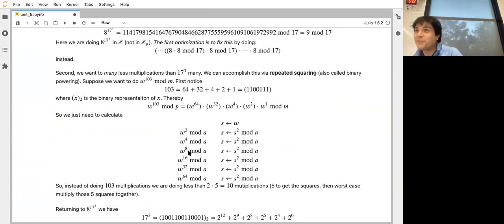I square w4, get w8. I square w8, I get w16. I square w16, I get w32. I square w32, I get w64.